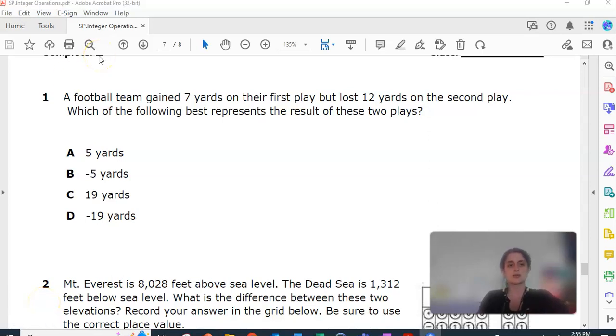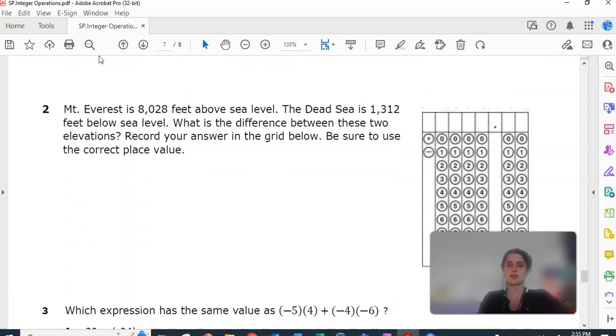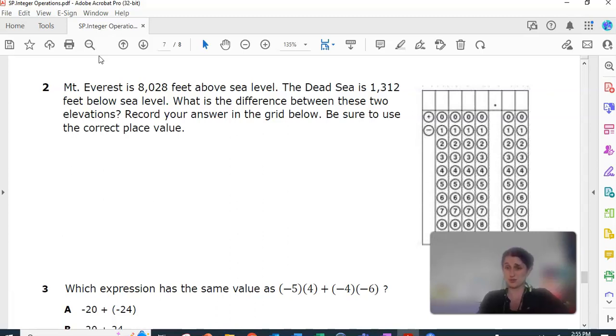Okay, so in the first one, we have a football team that gained 7 yards. That's a good thing. On their first play, but lost, oh dear, lost 12 yards. Lost is a negative. So we can also write this as just 7 minus 12. You don't need the positive sign. So you're going to solve that one, and it'll be one of your answer choices. This is the hardest one on the whole homework assignment, which is only 5 problems.